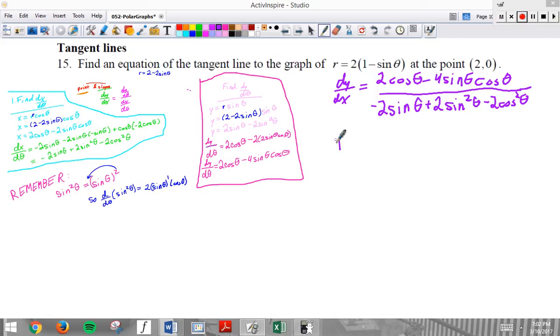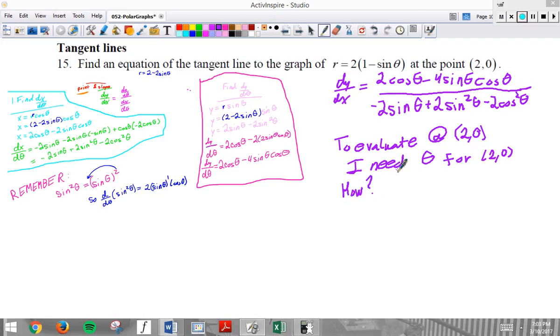So to evaluate at 2, 0, this point, I need theta for that point. Just like parametric. Look back at 9.1. It's always good to rewatch these. We need to define t to plug in. The t that would make this point. We need to find the parameter, the angle that will make this point. How?